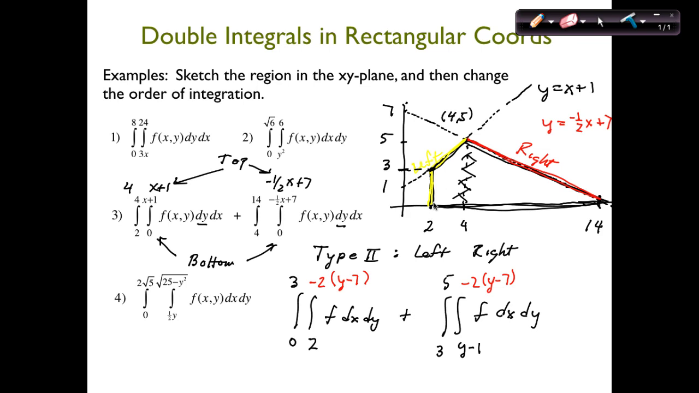How did you find the y value where the left boundary changes? So that's just the intersection of x equals 2 and y equals x plus 1. Yeah, so it's just like finding the intersection point. So when x equals 2, then y equals 3. Okay. Does that make sense? It's the intersection of those two. Other questions? Do we have time?